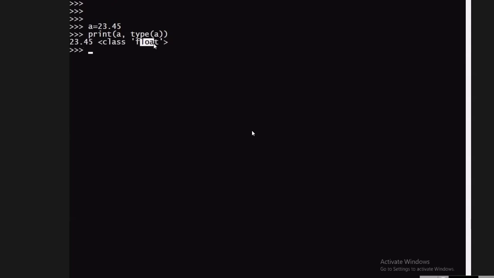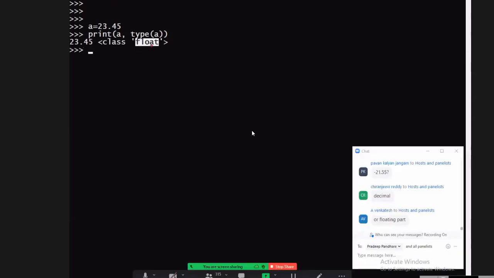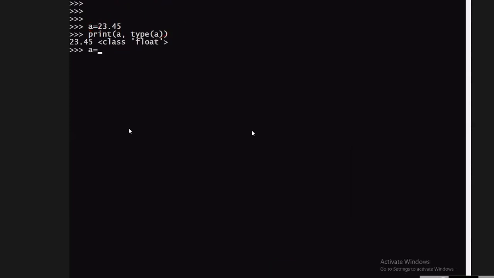23.45 is of type what? Float. Float is called a class. A is called an object of float class type. A is equal to 0.99. Print of A, I'm getting 0.99, float.